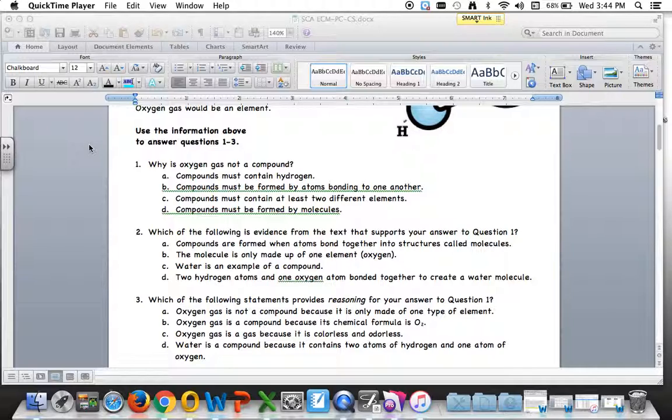3. Which of the following statements provides reasoning for your answer to question 1? A. Oxygen gas is not a compound because it is only made of one type of element. B. Oxygen gas is a compound because its chemical formula is O2. C. Oxygen gas is a gas because it's colorless and odorless. D. Water is a compound because it contains two atoms of hydrogen and one atom of oxygen.